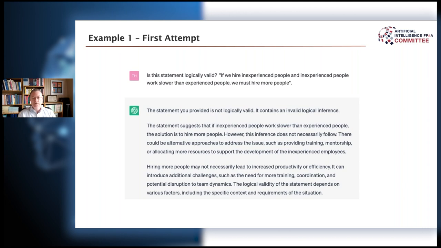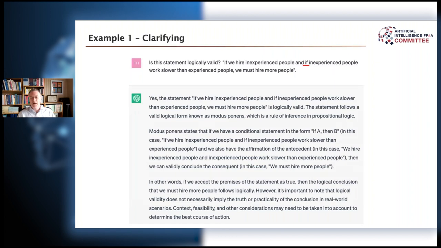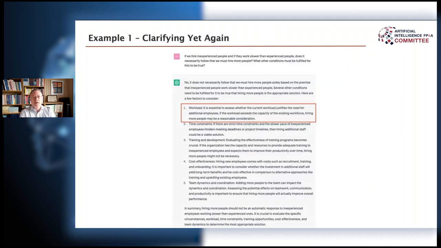So if we change the question just a little bit, and we add the "if" in here, and if inexperienced people work slower, then we get a different answer. And now we're just asking about the logical validity of the statement, nothing else. So we have to keep on here. And the question actually that we want to have an answer to is if there are any other conditions that have to be fulfilled for the conclusion to be true.